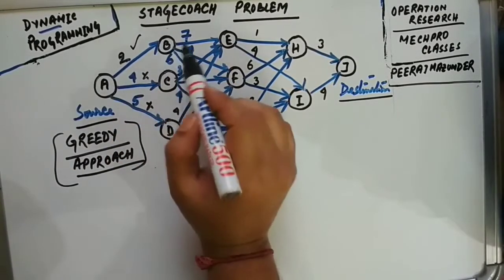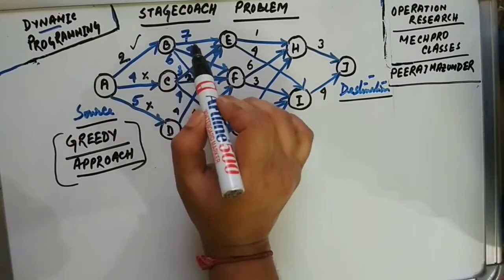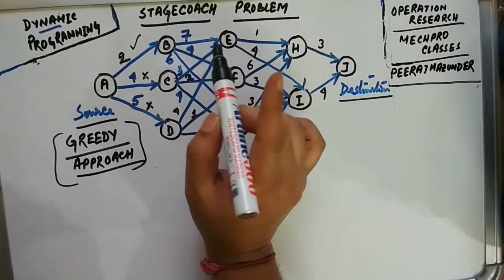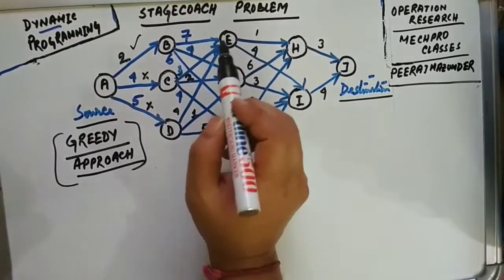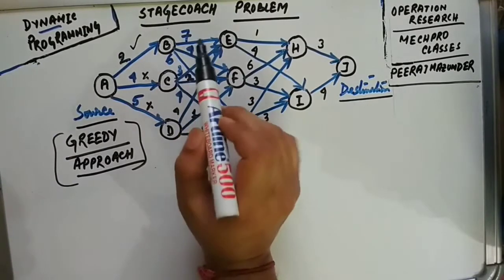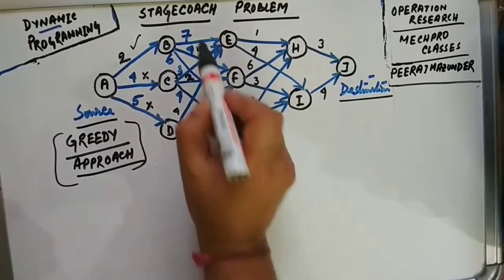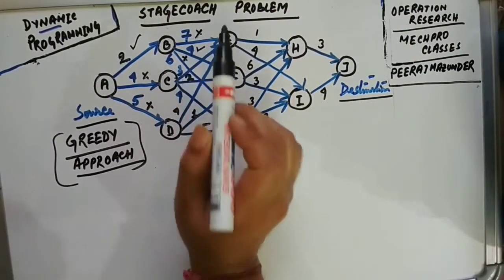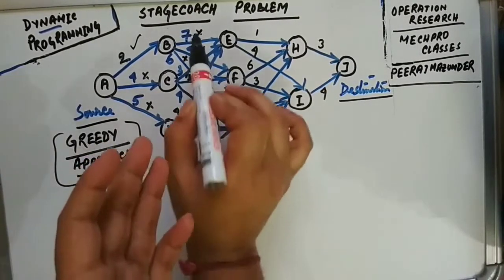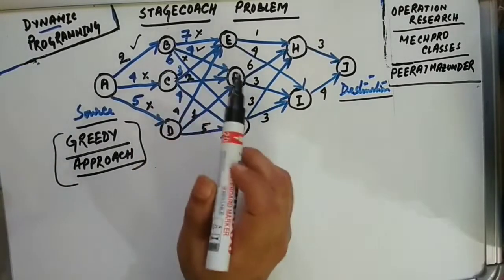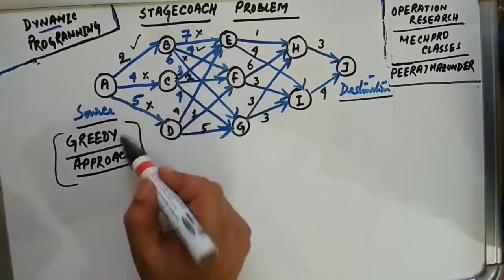Okay. Now from B, it will only choose the least cost path. Now you can see this is 7, this is 4, this is 6. So it will choose from B to F. Okay. And it will omit the rest of the 2 paths. It will just overlook the rest of the paths, and it will move to the least cost path as well. This is the greedy approach.